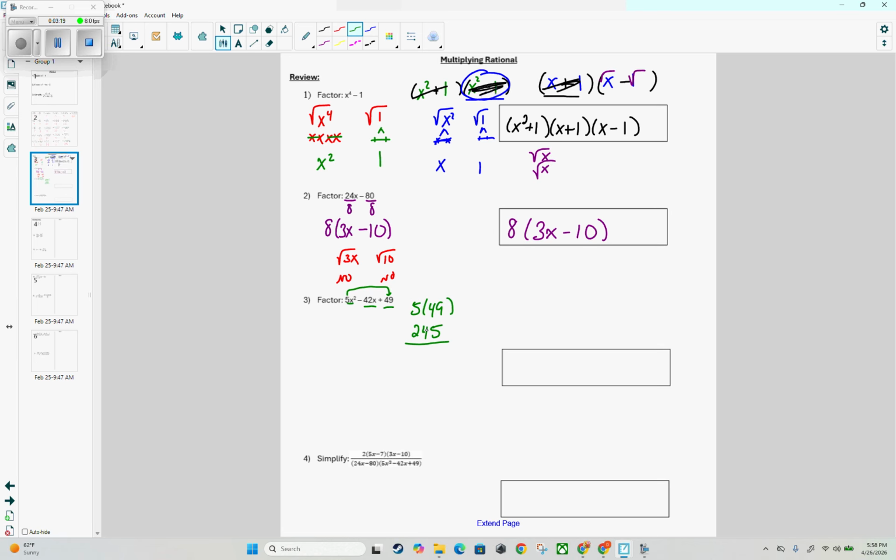Now I'm going to look for multiples of 245, and I'm trying to get it to equal this negative 42. So I can check the ones I just multiplied. I could check 5 times 49.